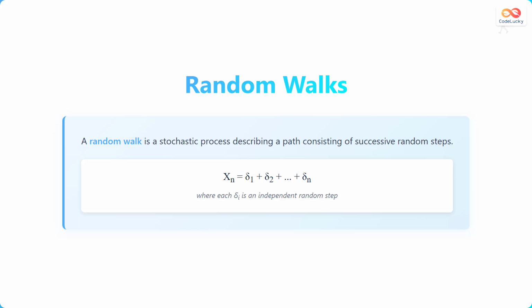Now let's explore random walks, which are a type of stochastic process. A random walk describes a path that consists of a series of random steps. Imagine a person walking around aimlessly. Each step they take is random in direction and length. This is essentially what a random walk models. Mathematically, we can represent a random walk as X_n equals delta_1 plus delta_2 plus, and so on up to delta_n, where each delta_i represents an independent random step. This means that each step is not influenced by the previous steps, making the walk truly random.